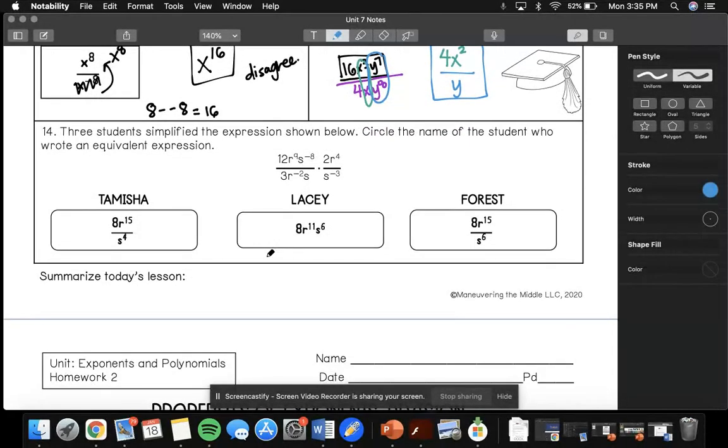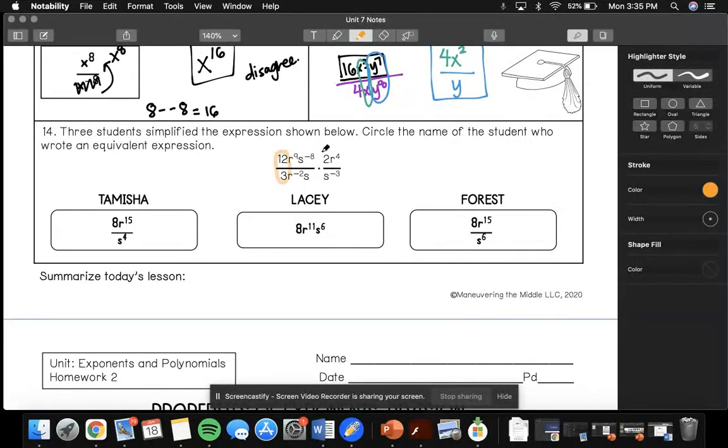All right, 3 students simplified the expression below. Circle the name of the student who wrote an equivalent expression. So you guys are going to try this one, and then we'll check together. All right, this one is kind of gnarly, so what I'm going to do is group everything together. I'm going to grab my highlighter, and I'm going to do the numbers first.